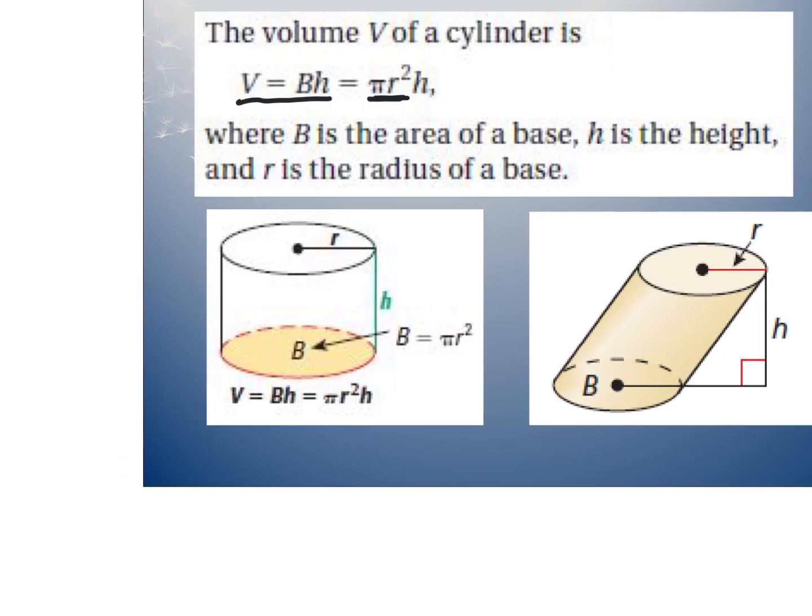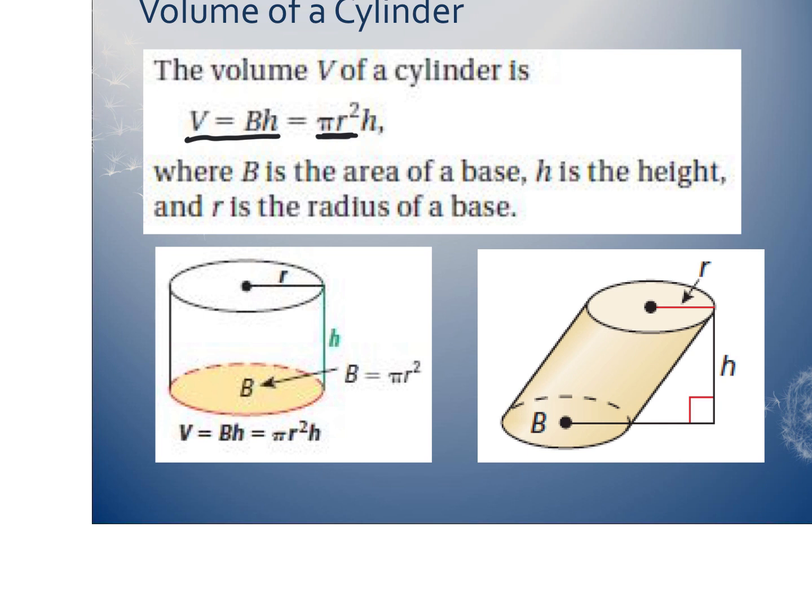Now again, you may see a right cylinder like we see on the left, where your height is just the edge on the right-hand side. Or you also may see a slanted cylinder, where your H is going to be the perpendicular distance from the top base down to the bottom. Ronnie, you good? Okay.